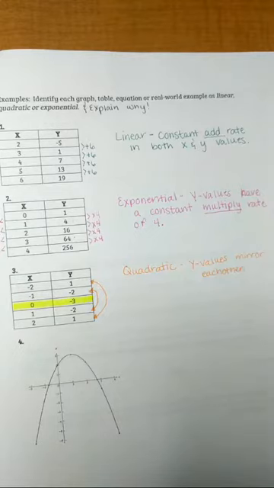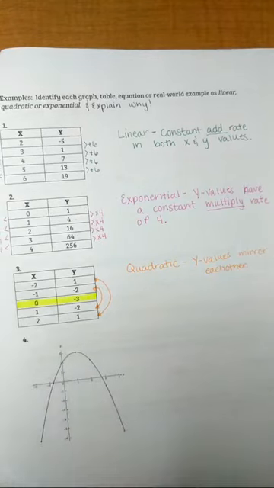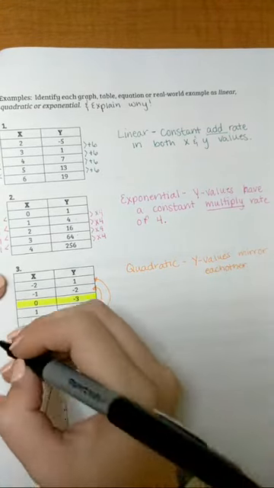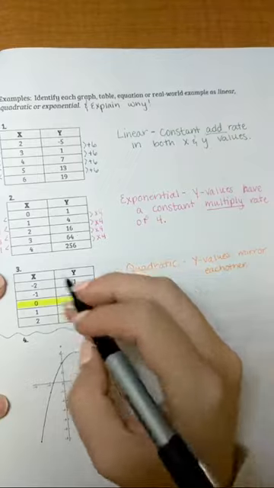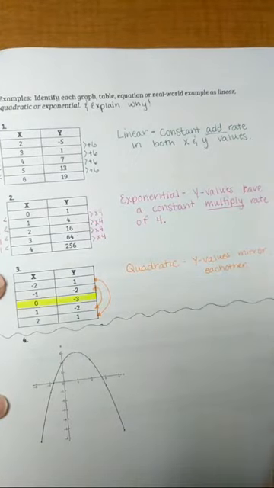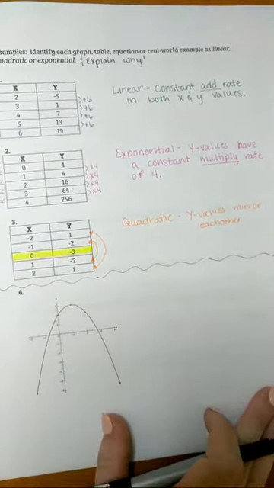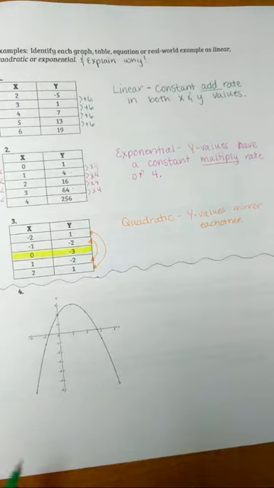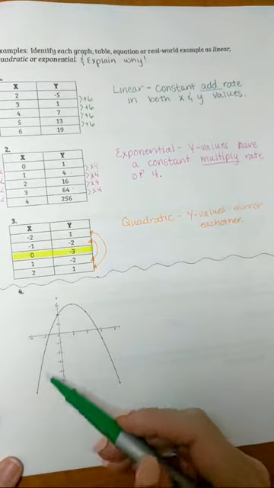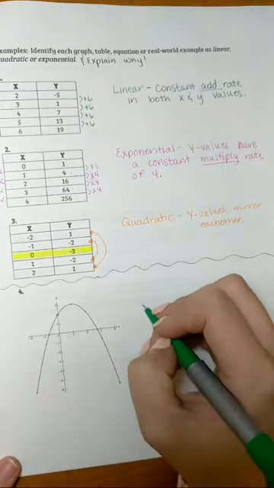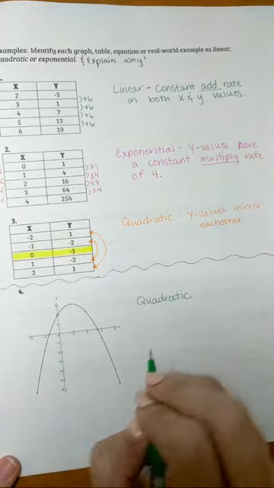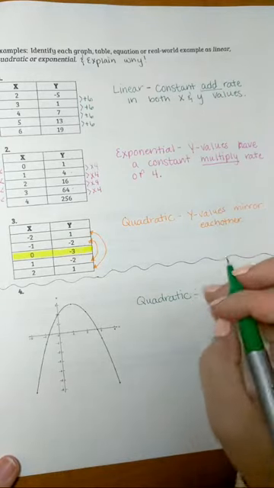Okay, so there were our examples of the different tables. Okay, so now let's get into some examples of graphs, which these are by far the easiest ones to go over. So just looking at this graph, I know that this one is going to be quadratic. And then again, you have to explain why.